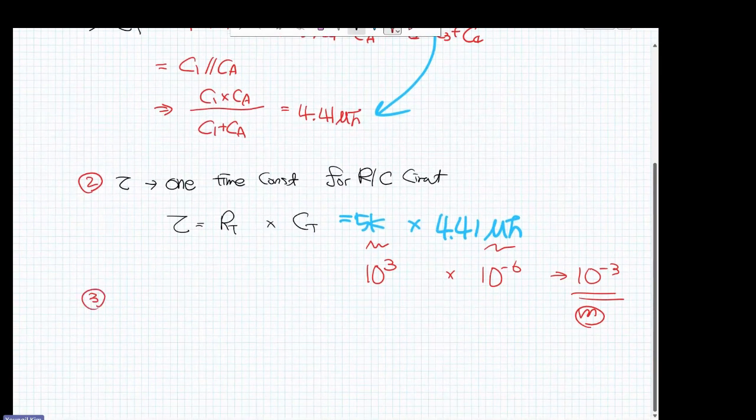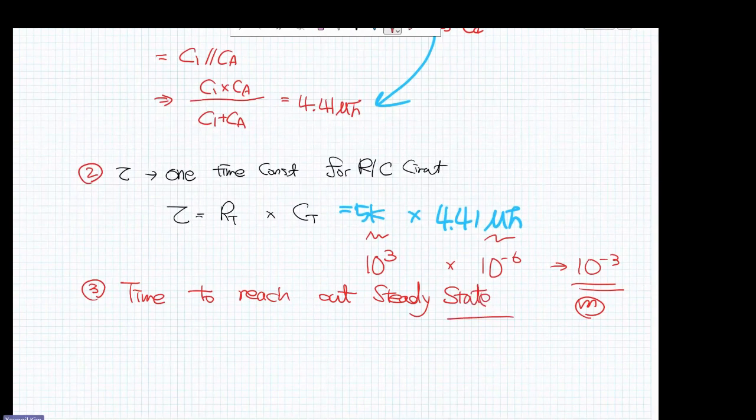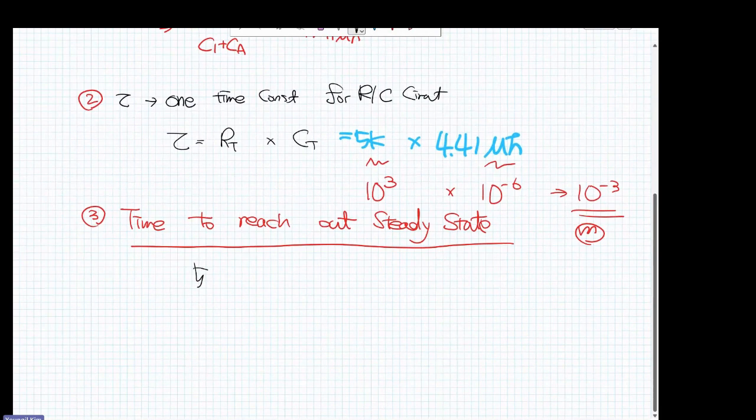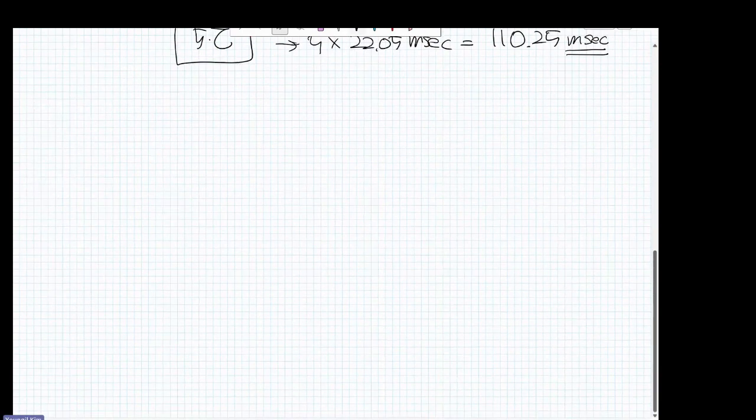Okay. So what is the time to reach steady state? 5 times the tau, right? I'm going to just skip the calculation. That is the answer for tau: 22.05 milliseconds. Don't miss the unit, okay? 5 times 22.05 milliseconds means 110.25 milliseconds. Usually the time unit is for milli, I mean the second. Any question?